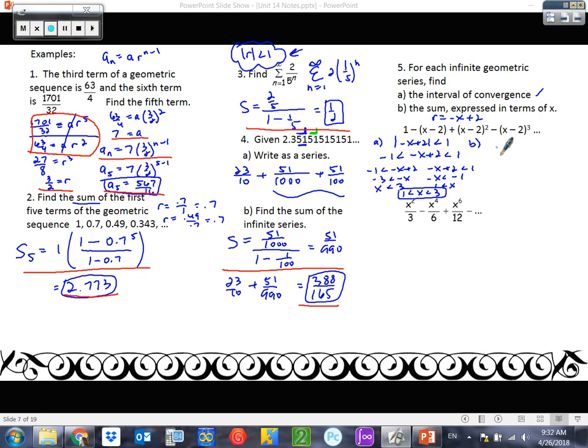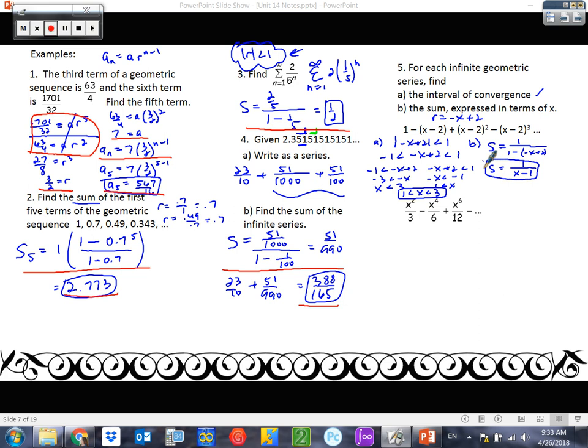Part B is find the sum expressed in terms of x. Well, how are we going to find a sum of an infinite geometric series? We're going to use that formula, right? A over 1 minus r. That's what we're going to do. So S equals a, my first term is 1, over 1 minus r, which was negative x plus 2. So my sum is 1 over, let's see, x minus 1, when I get that all cleaned up.